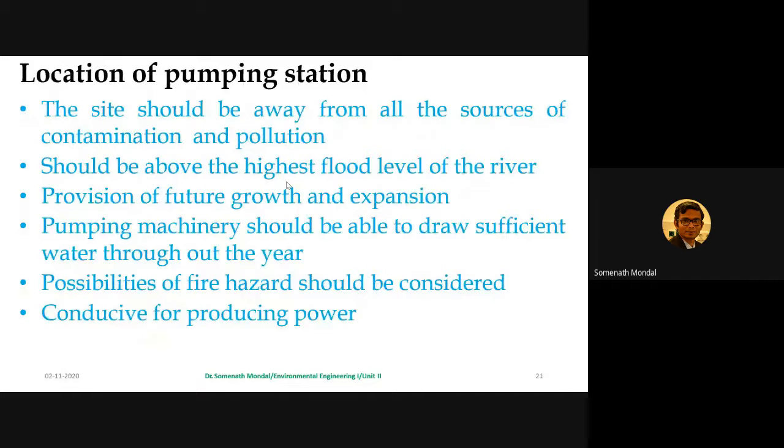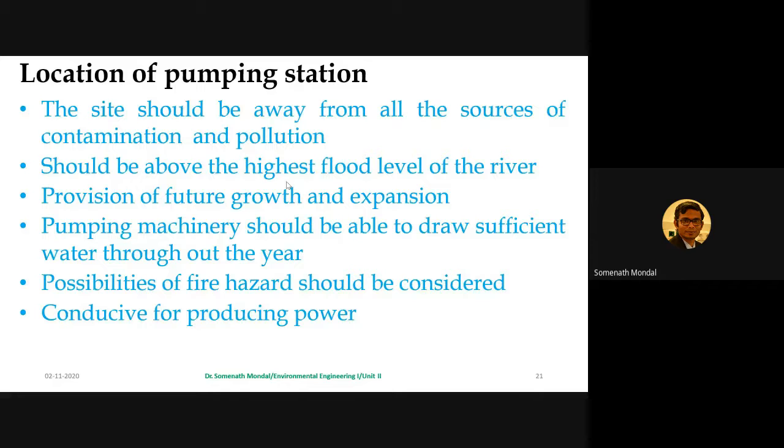So now we'll be talking about the location of pumping station. The location of pumping station is primarily governed by the location of the place from where it is to receive the water, and also by the location of the place where it is to supply that water. So one important part is from where it is collecting, another important part is where it is supplying, and depending upon that, pumping station can be constructed.